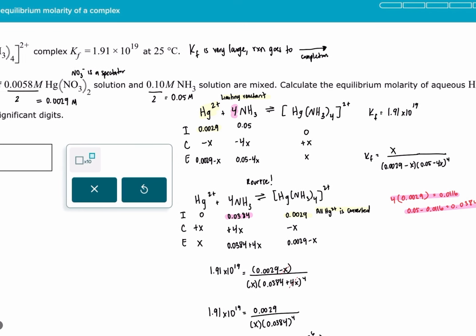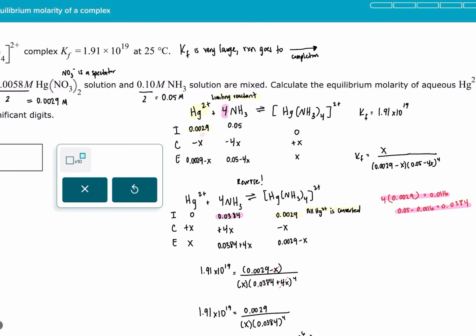Once you do that, you can put those numbers into your ice table. So I have my 0.0029 for my Hg2+ and my 0.05 for my NH3. And then I just did everything like you would do a regular ice table. Minus x, minus 4x, because I have a 4 as the coefficient, and plus x.